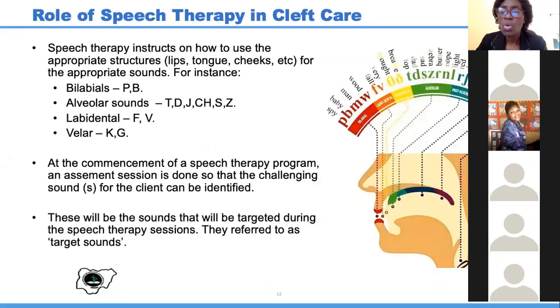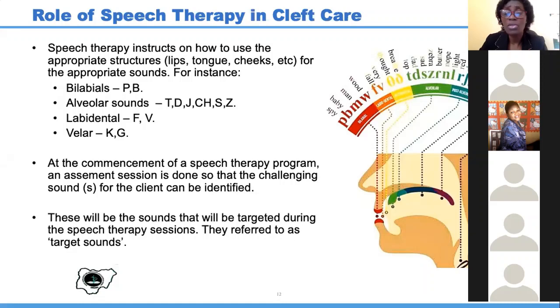So what's the role of speech therapy in all this? Speech therapy basically instructs a client how to use the appropriate structures to make sounds. That's to make the high pressure sounds. These sounds are made in different parts of the mouth, as the diagram is showing. We have the bilabials, which are made between the two lips, that's between the upper and the lower lips, like the pa. You need to put your lips together to make such a sound, pa, ba.